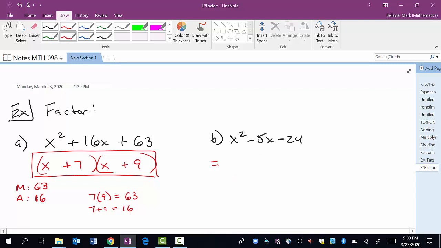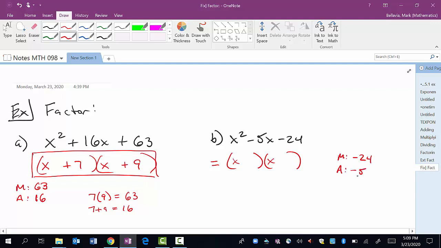You should count the number of terms you have. I have 3 terms. And because I don't see a value in front of x squared, in other words, I see a leading coefficient that's just 1, right away I make two sets of parentheses. And remember how this works. X squared came from your first step of FOIL, so we know we need x times x here. And we want numbers that multiply to c, so multiply to a negative 24. Make sure you take the sign with it. And they have to also add to whatever b is, the middle coefficient, which is negative 5.